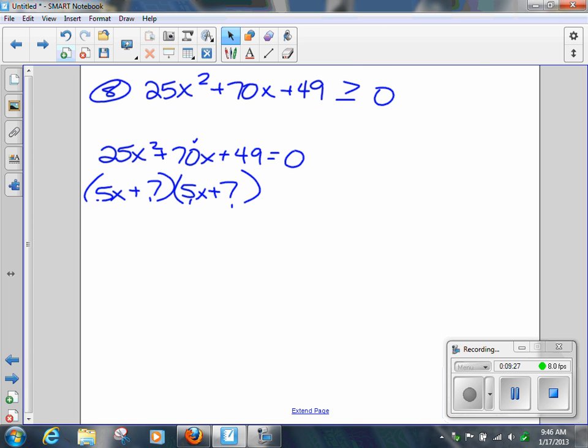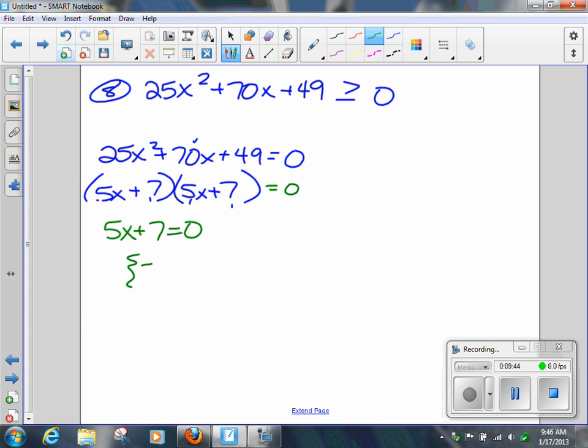Now, what am I going to do with that? How many solutions will I have? 1, but this is called a what? Double root. So we've got 5x plus 7 equals 0. When we solve it, we get -7/5. Do you guys agree with me? Yeah? So let's graph it.